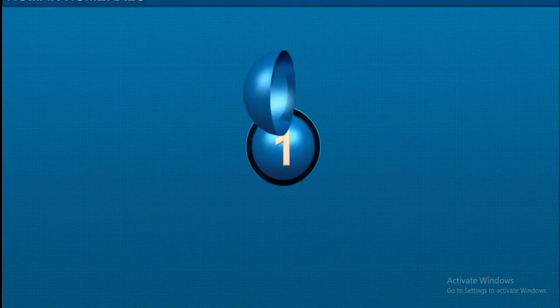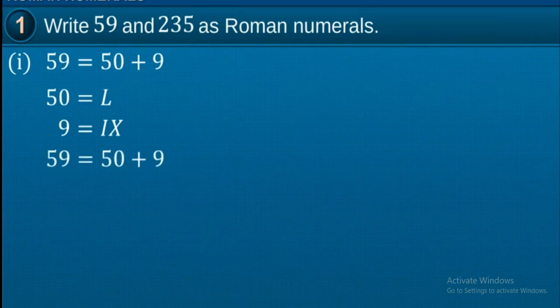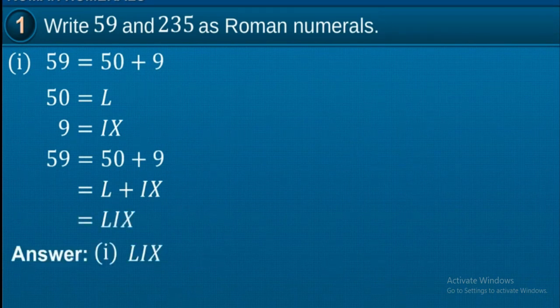Write 59 and 235 as Roman numerals. 59 is equal to the sum of 50 and 9. The Roman numeral for 50 is L. The Roman numeral for 9 is IX. Replacing 50 with L and 9 with IX and adding L to IX, we get the Roman numeral for 59 as LIX. Now let's solve the other part of the problem.